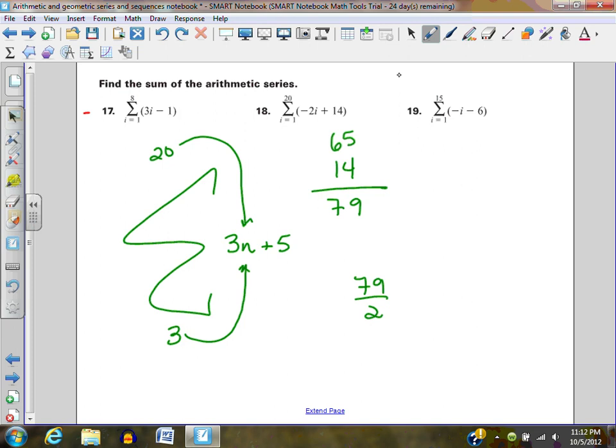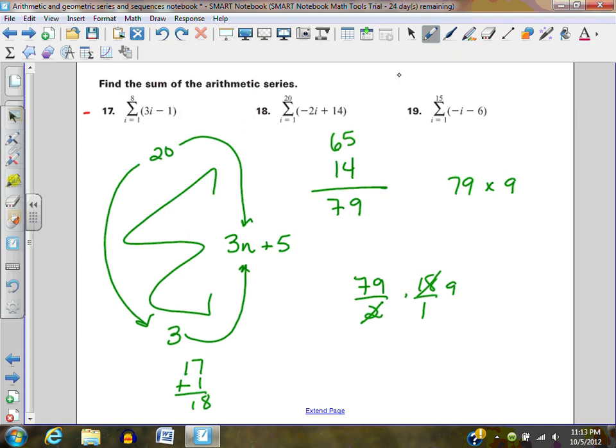Again, I don't like to simplify because I know I'm going to be multiplying. So 20 minus 3. I need to find out how many numbers there are. 20 minus 3 is 17. Plus 1 is 18. So I'm going to multiply this by 18. Don't panic. We're going to cross reduce. Now, 2 and 18 have a common factor of 2. So divide by 2, divide that by 2, and you get 9. So I just have to do 79 times 9.